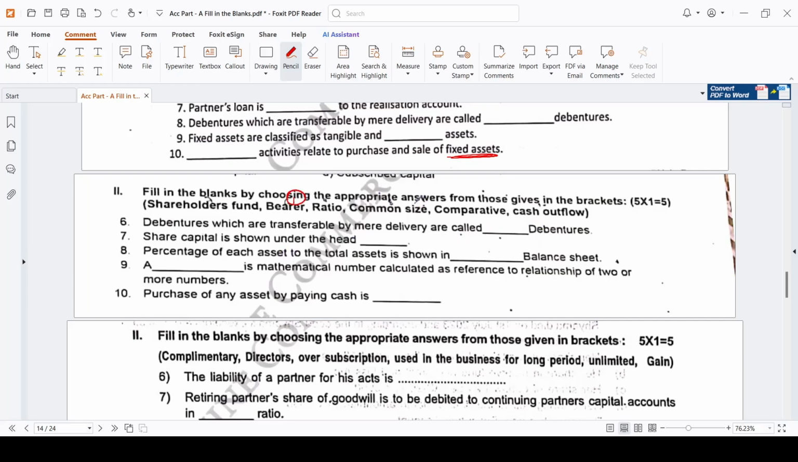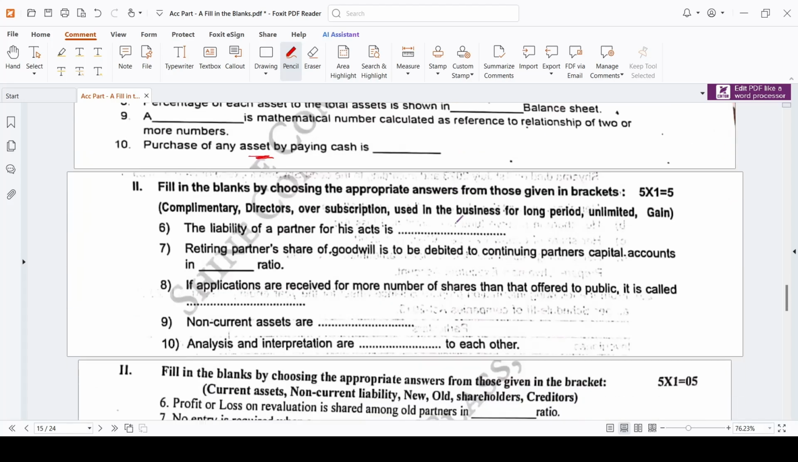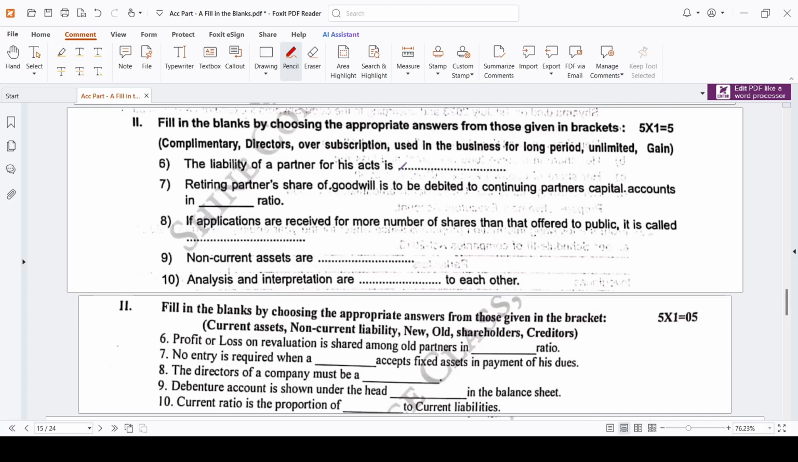Share capital is shown under the head shareholders fund. Percentage of each asset to the total asset, common size balance sheet. A dash is a mathematical number calculated, that is ratio. Purchase of any asset by paying cash, it is cash outflow. Comparative is not there. The liability of a partner for his acts is unlimited.